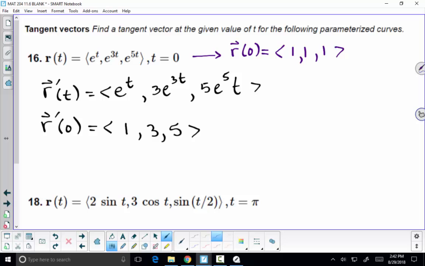Question, Grant? That t is supposed to be small? That one right there? Yeah, it's supposed to be small.